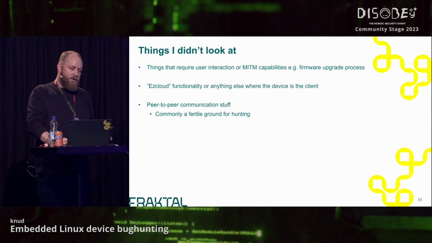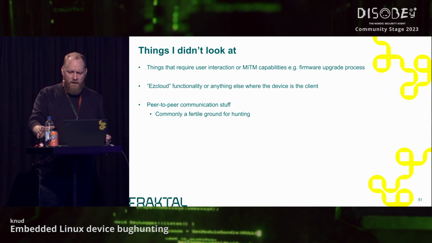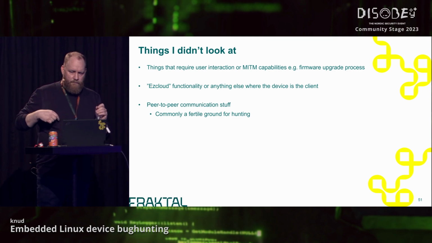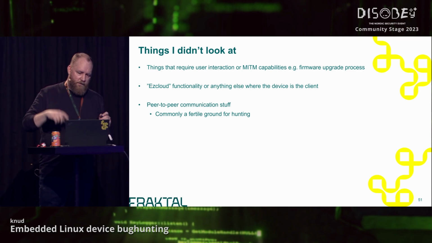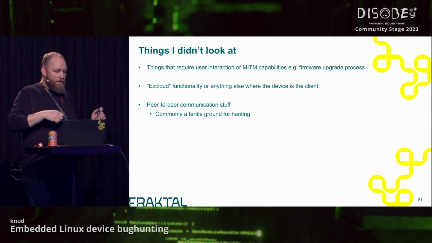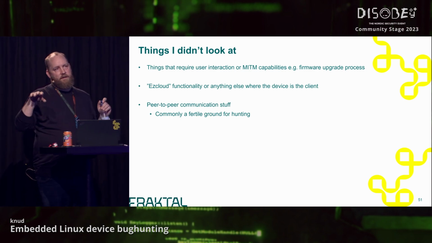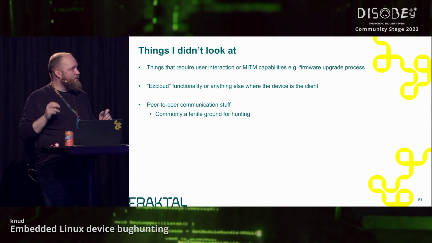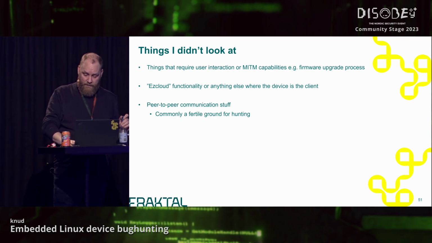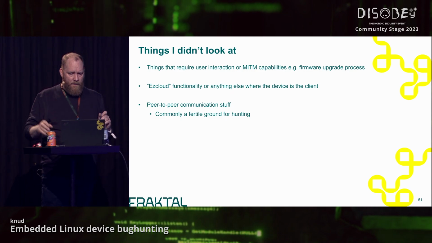Things I skipped on purpose, anything that requires user interaction or man-in-the-middle capabilities, it doesn't interest me as much, because I prefer to be able to hack the thing on my own time and not wait for somebody to push some button, right? And I also didn't look at the peer-to-peer communication, because the cameras can actually communicate with each other if you have multiple, and then they can do some hocus pocus. It's normally quite a good place to look for bugs, because that's also very vendor-specific and not just some common component that they lifted from the internet.